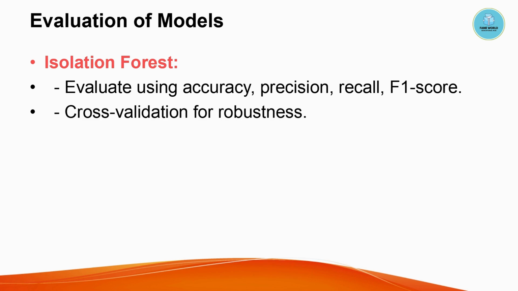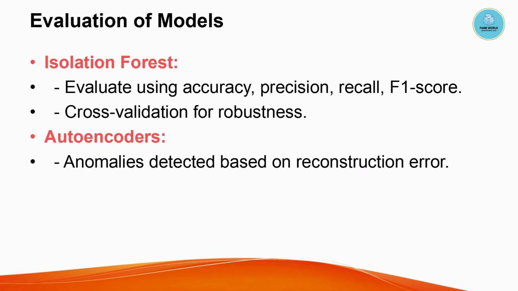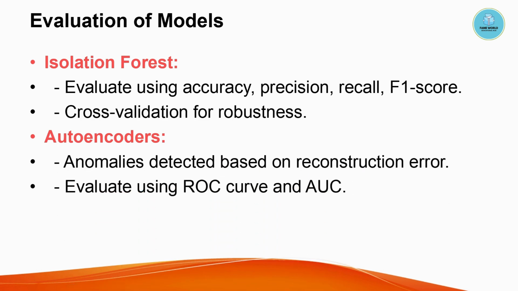For autoencoders, we measure the reconstruction error. If the error is high, the transaction is flagged as anomalous. The performance can be evaluated using ROC curves and AUC, which help us understand the trade-off between sensitivity, that is recall, and specificity, precision, in detecting fraudulent transactions.